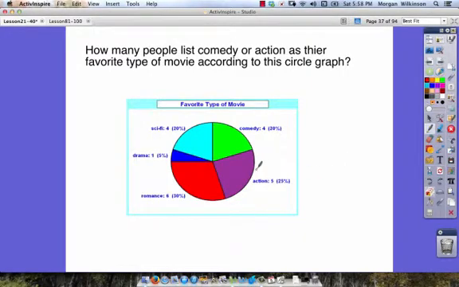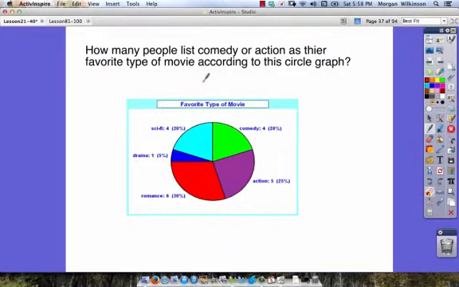Now we have a circle graph, which is also called a pie graph. And circle graphs are good when we want to represent data as percentages. And you can see in this we have the favorite type of movie of different people, and you can see the number is given of how many people like action movies, for instance, that's 5, which is 25% of all the people that were surveyed.